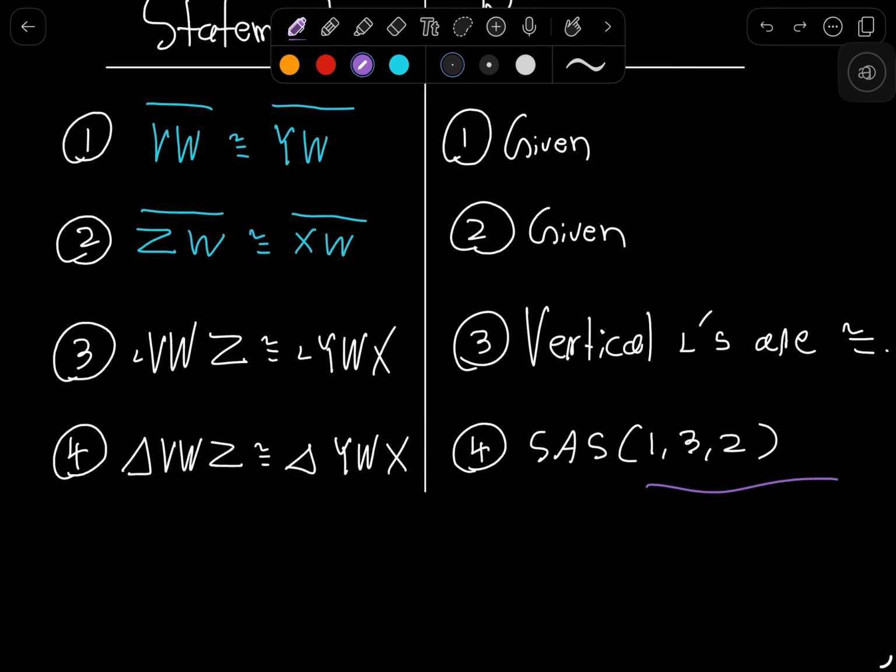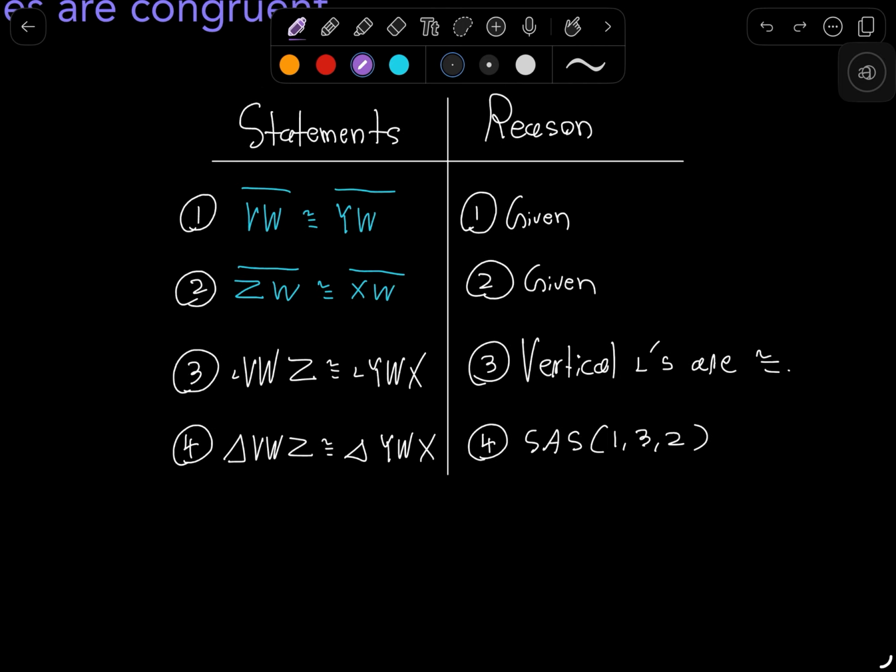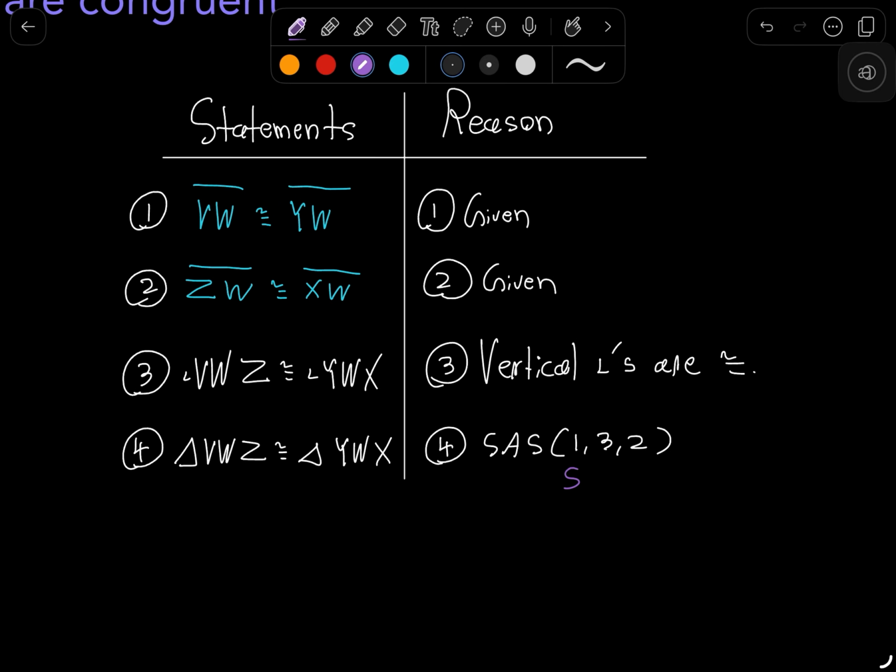And once again, number your steps to show where you prove them. So this is the side. I proved that the angles are congruent in step 3 here, with the vertical angles, and of course the side.